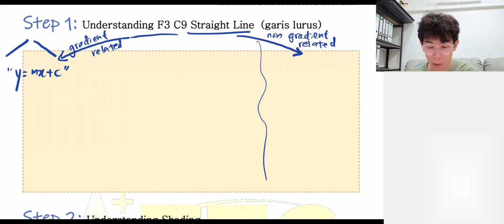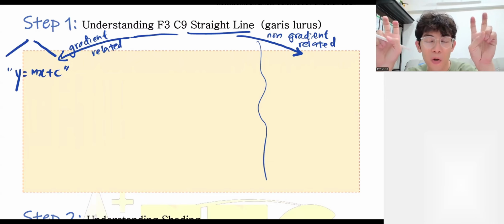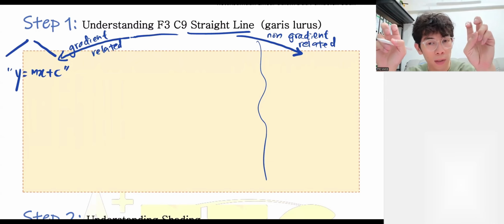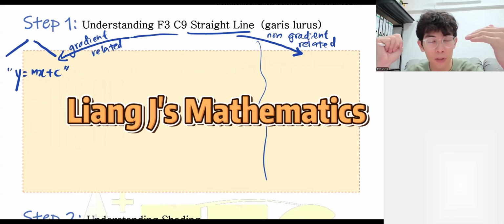And for the other side, instead of y equals mx plus c, since I mentioned non-gradient, I will treat it as no gradient. Suppose you're going to go into an in-depth explanation, let me show you something, everyone.